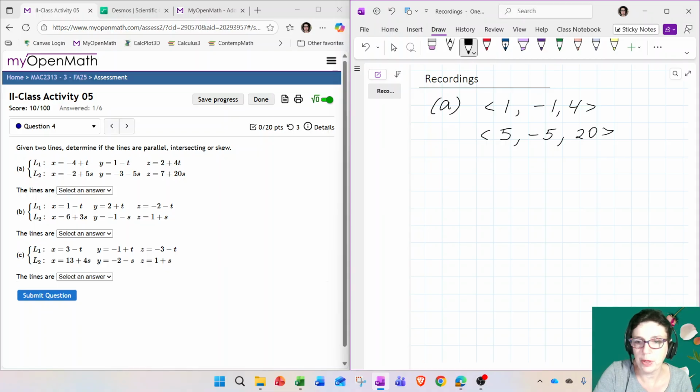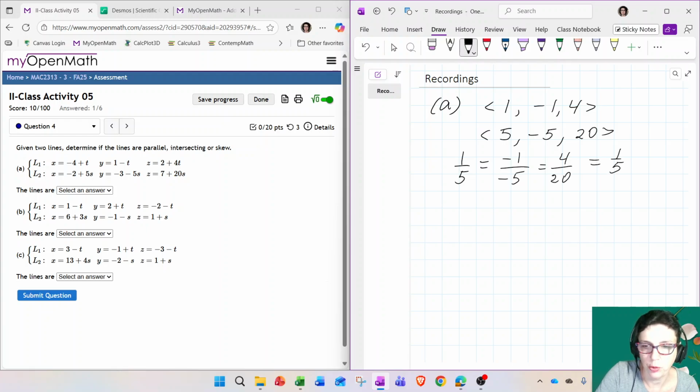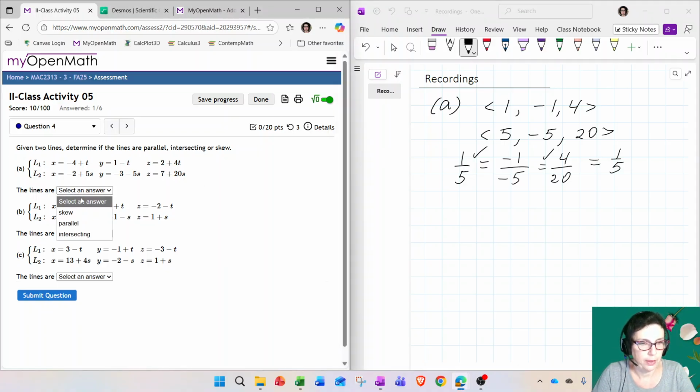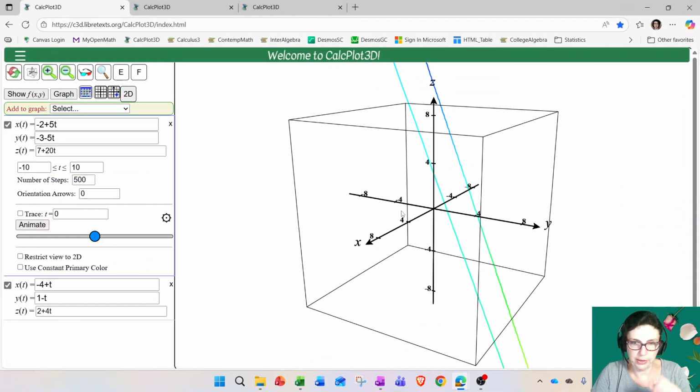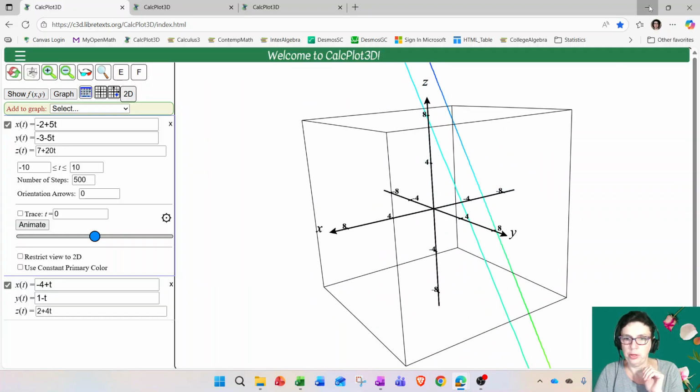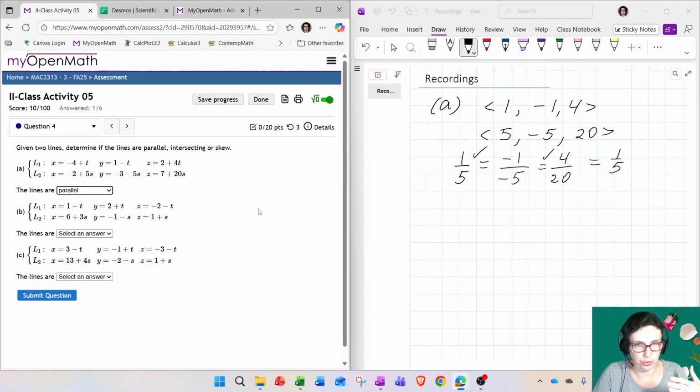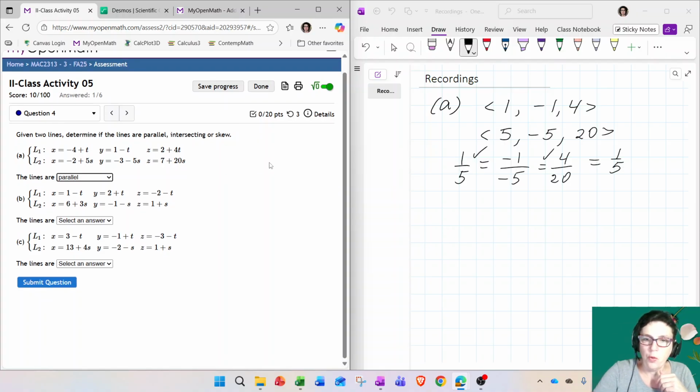All right, so for this one, if we divide the components, x by x and then y by y and z by z, we will get 1/5. So this is equal and this is equal, and so these lines are parallel. That's easy. If that happens, then you are basically done with that part. I actually drew these two lines for you so you can see that they are parallel. They don't intersect, but they have the same direction vectors in the same direction. Okay, what about part B?